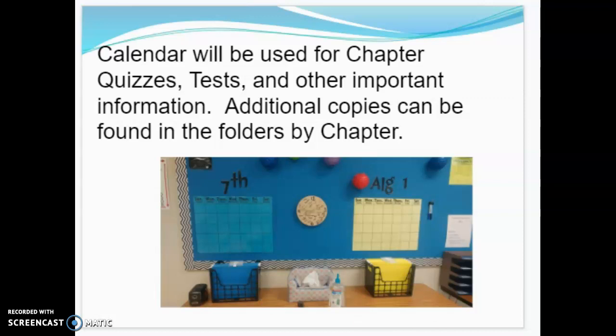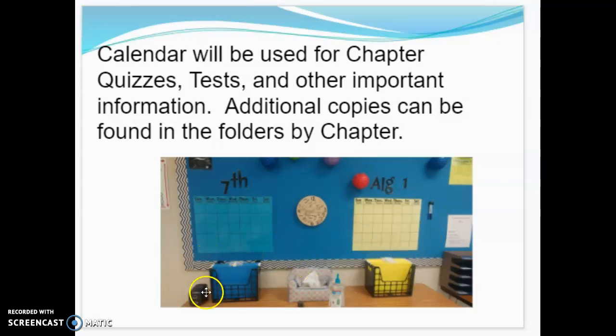On the back wall, I have calendars for 7th grade pre-algebra and Algebra 1 Advanced, and on here I'm going to probably post important quizzes, tests, and other important information. Mainly you'll be using the Schoology calendar for assignments, so back here will be just big things.